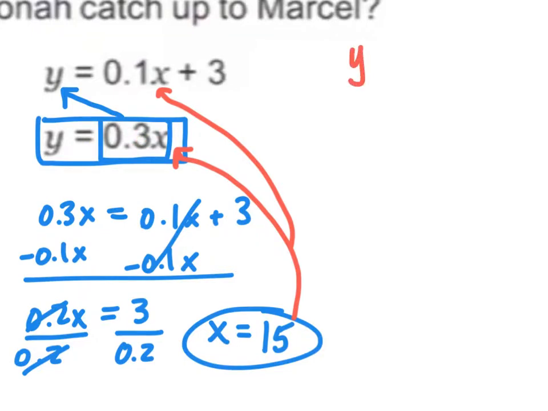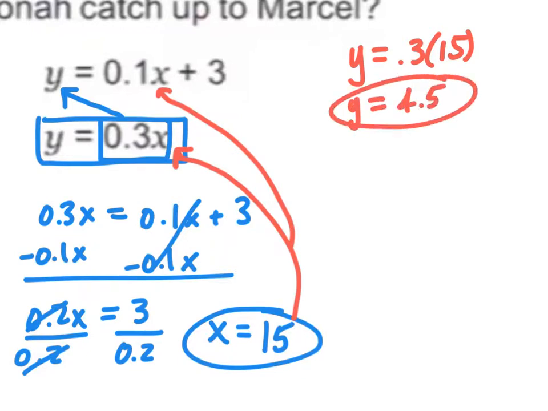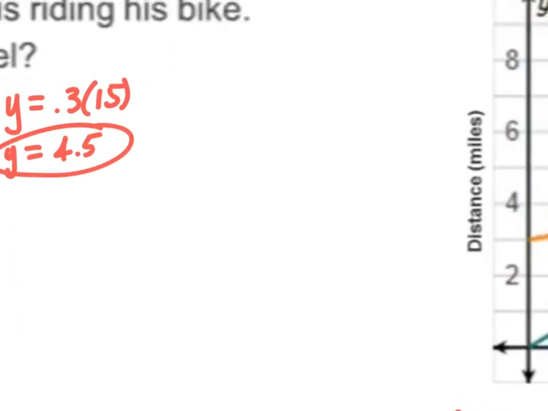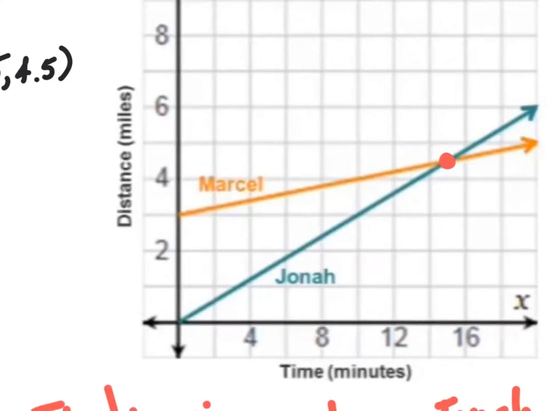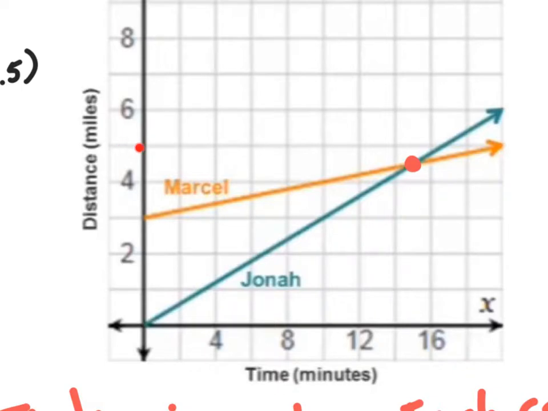I'm going to find out what y is, and y is equal to 0.3 times 15. If I multiply that by 15, that gives me a value of y equals 4.5. And so I have an x value and a y value, and my answer, if we were just solving this algebraically, would be the point (15, 4.5). And that's it.